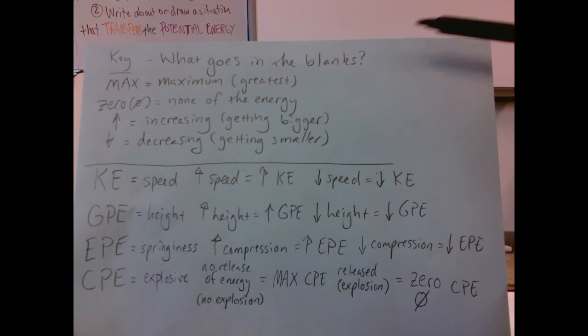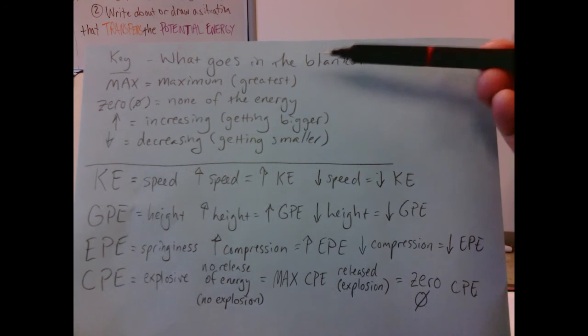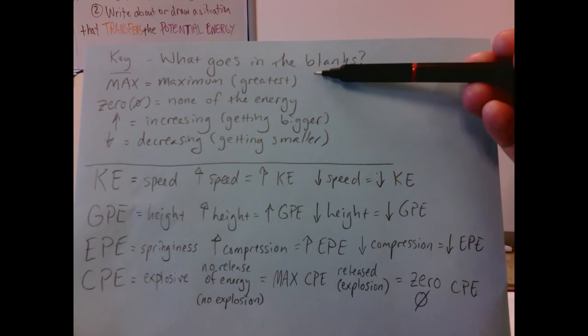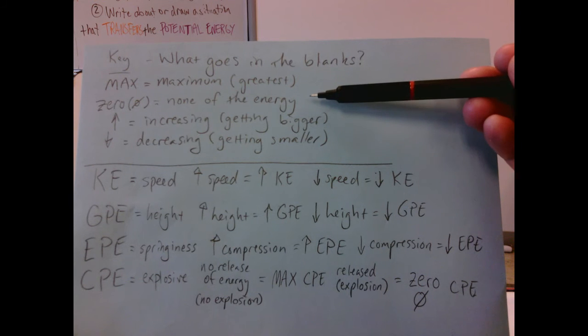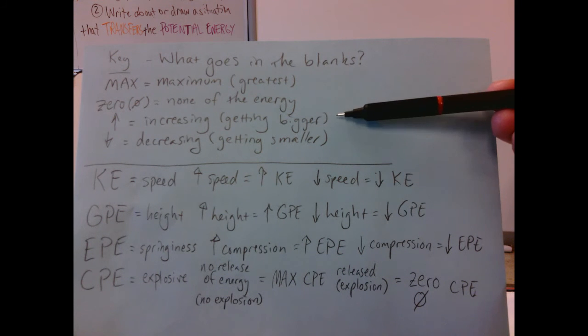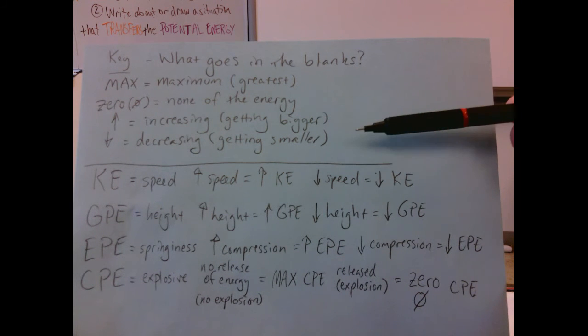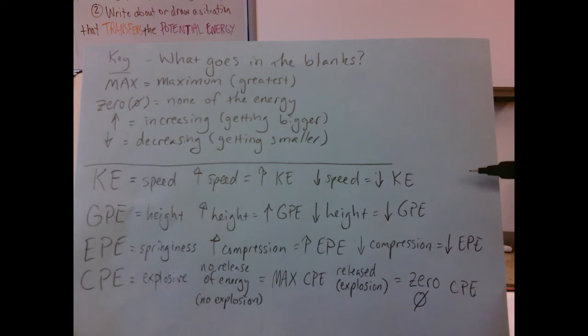Well, here are your four options. Your options are maximum, greatest, zero, none of that form of energy, up arrow, increasing or getting bigger, or down arrow, decreasing and getting smaller. And then here are the different forms of energy that we're going to label on the rocket launch example. Kinetic energy, the energy of motion. Gravitational potential energy, the energy of gravity of height.